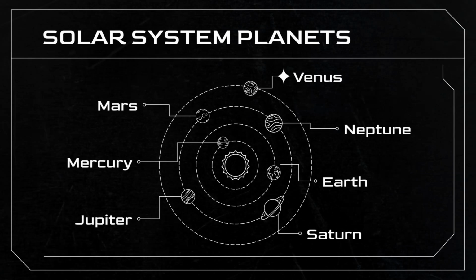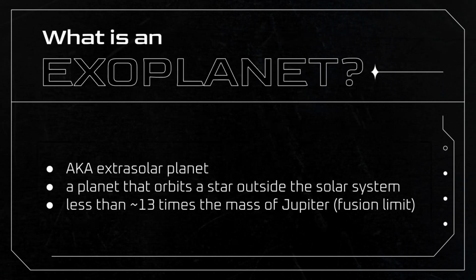We find a lot of systems like this, or planets like this, around other stars too, and those are what we call exoplanets, though we've not really found ones quite so exact to the ones in our own solar system. So what is an exoplanet? You might also hear them called extrasolar planets. That just means planets outside of the solar system: any planet that orbits a star outside the solar system.